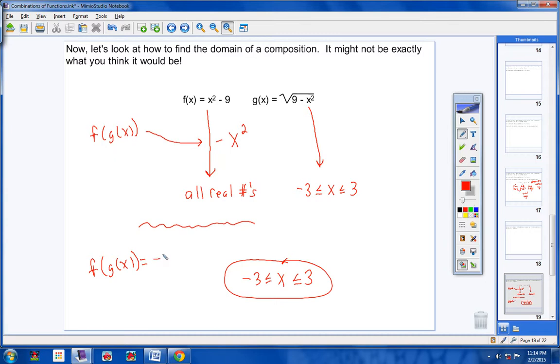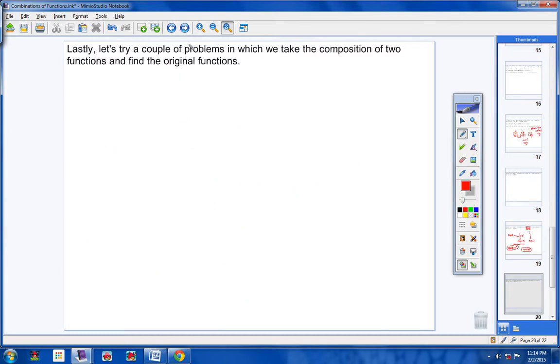Negative x squared. So normally you would think the domain of this function is all real numbers. But whenever you're doing a composition and you're asked to find the domain of the composition, you take the two given domains and you find where they both agree, or in other words, the intersection point of where they both agree. Okay, so there it is. This would be the domain of this function right here. Okay, alright, hope that makes sense. Study that and make sure you know how to do those. Alright, moving on.